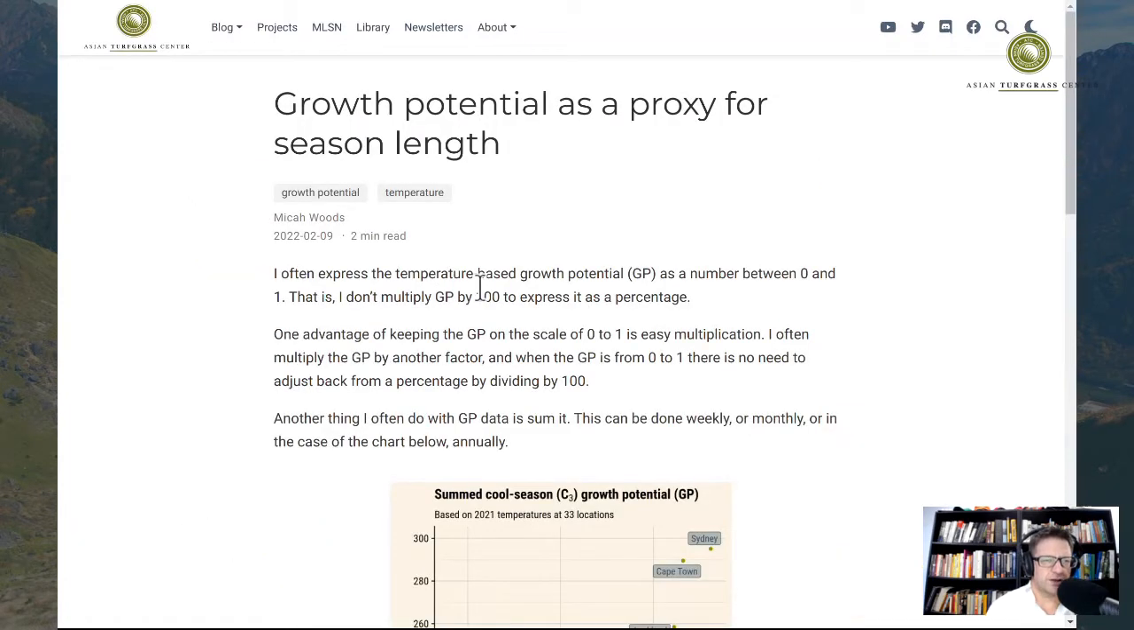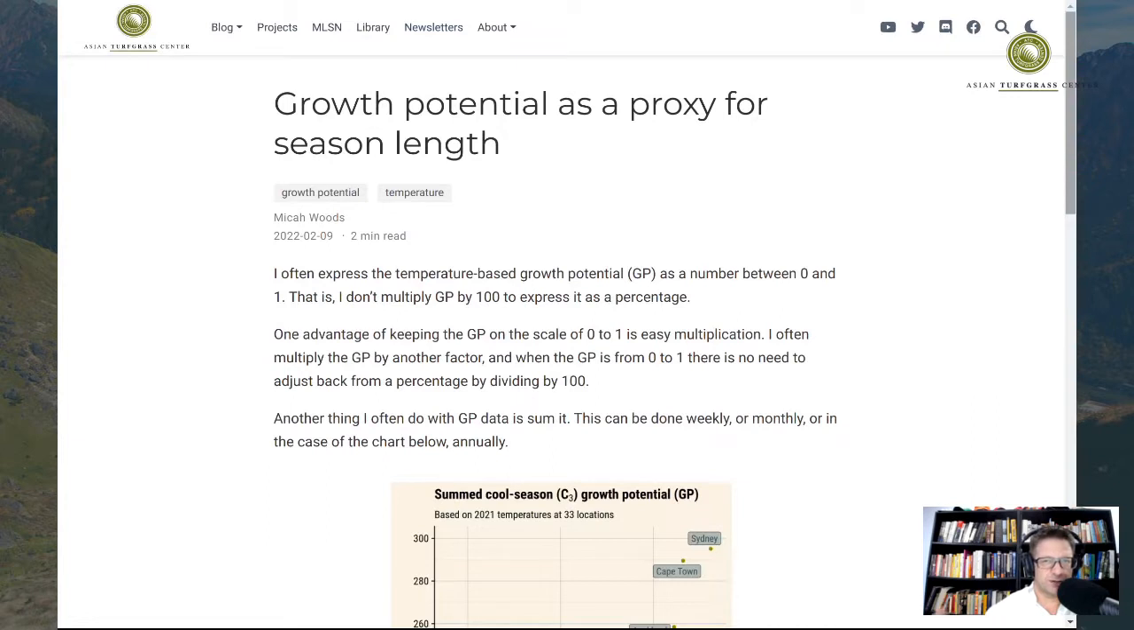You can do that by calculating a growth potential for every day, expressing that on a scale from 0 to 1 instead of from 0 to 100%, and then adding those together. So a day that's perfect for growth has a GP, a growth potential of 1. So that would count as a full day that's perfect for growth in terms of temperature. And a day where the actual temperature is far from the optimum temperature would have a very low GP, something close to 0. So a dormant day, a day where it's so cold that the grass is dormant, would be a 0.